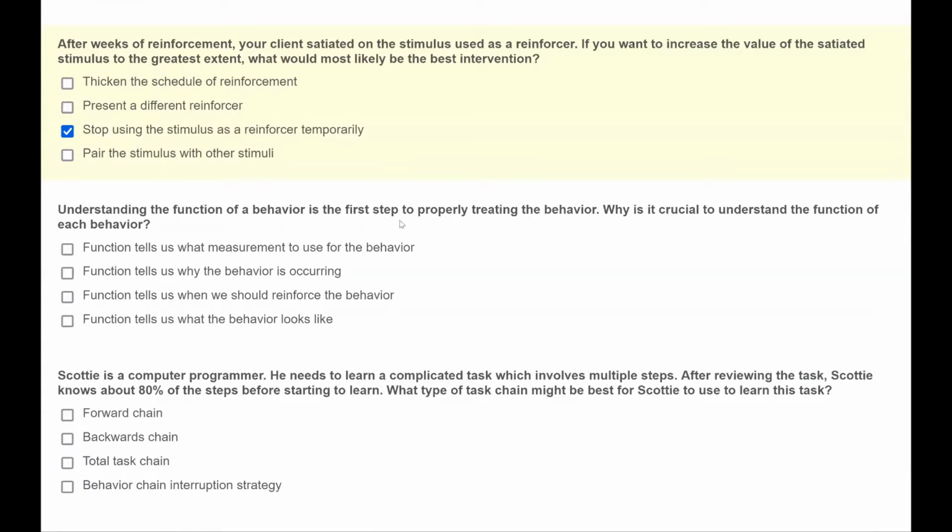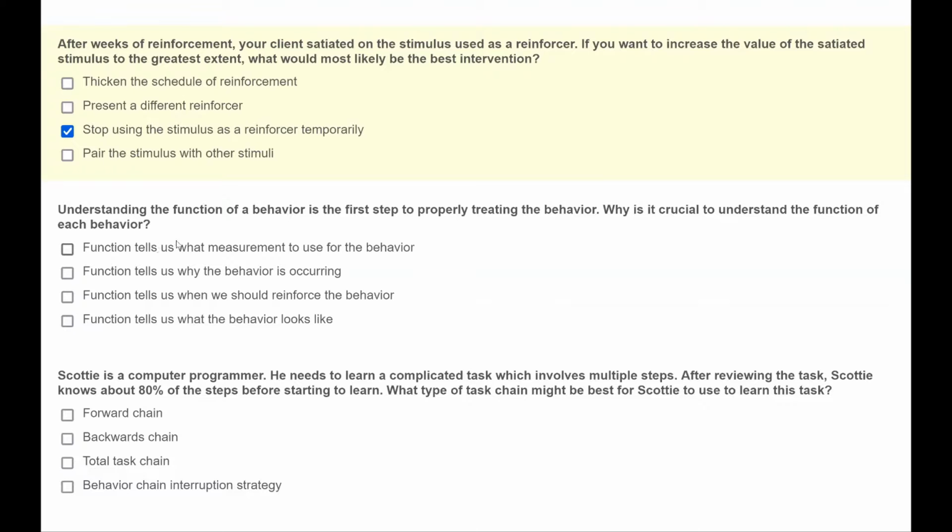Understanding the function of a behavior is the first step to properly treating the behavior. Why is it crucial to understand the function of each behavior? We talked a little bit about this in that first question. The function tells us why the behavior occurs. Okay. It's the most important thing in ABA. If we don't know why the behavior is occurring, we cannot treat it effectively. We cannot treat it ethically. Understanding the function of the behavior is crucial.